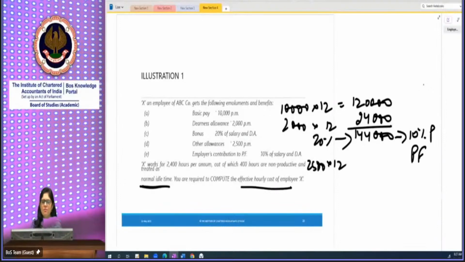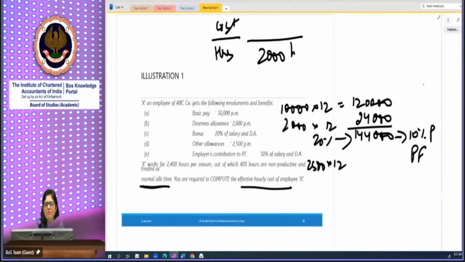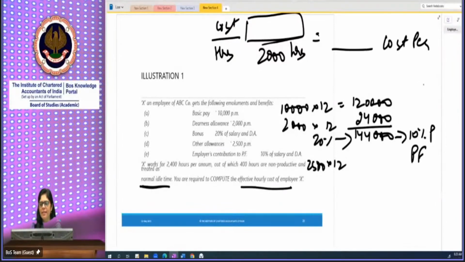So total cost, see, we want to have the cost divided by hours. We have calculated effective hours, 2000. Now we have to calculate the total cost so that we can calculate cost per hour, labor cost per hour or employee cost per hour. So calculate the total basic pay, then DNS allowance, then bonus, 20% of 1,44,000.